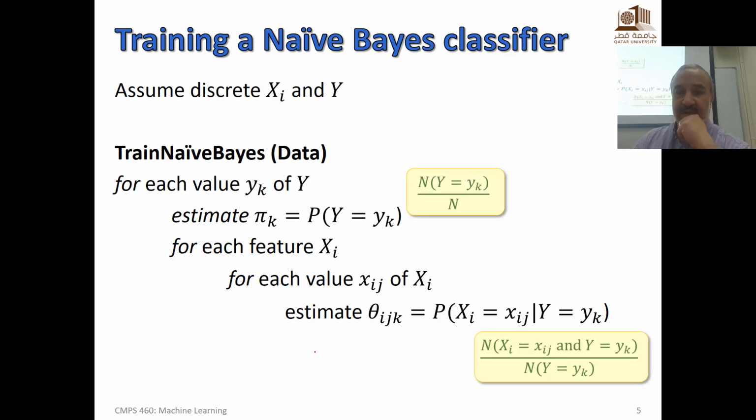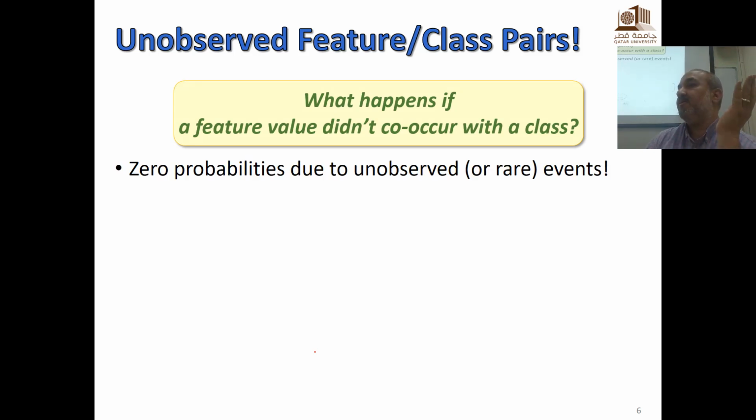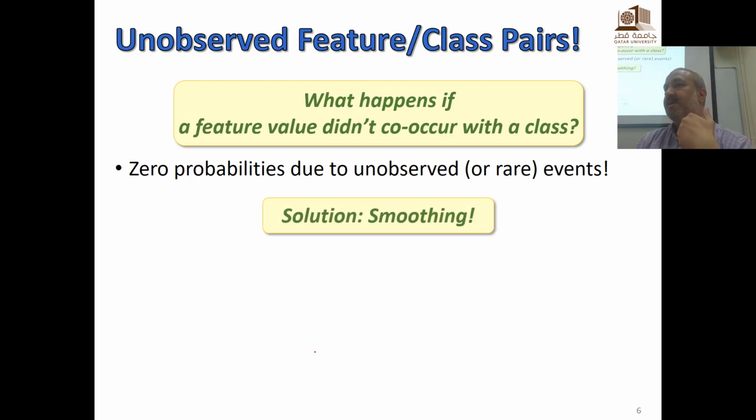So if we get back to the slide, what happens if a feature value didn't co-occur with a class? We'll get 0 probability. Of course, that will be like a short circuit. If one of the probabilities is 0, then the entire probability, or the entire score, will be 0. So how can we solve this? For this type of problem, the solution is called smoothing. What do you mean by smoothing?